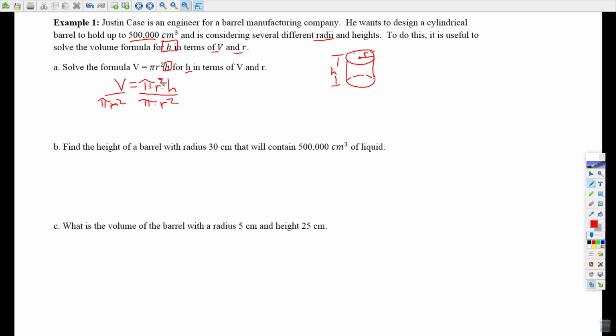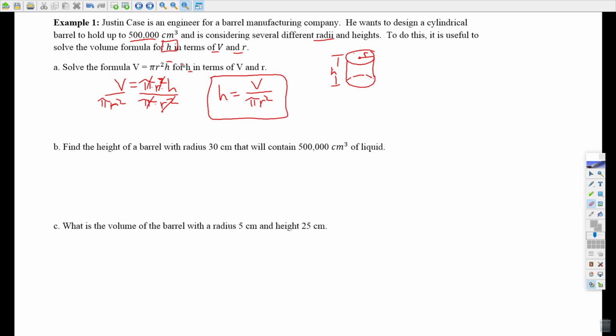So what happens on this side is r squared cancels out with r squared, and pi cancels out with pi. Then we end up getting this formula over here. H is now by itself. So it's H equals V all over pi r squared. So why is this useful? Well, we're going to see in a second. It depends on what we're looking for. Sometimes it's better to use this formula in this form rather than the original one for finding volume.